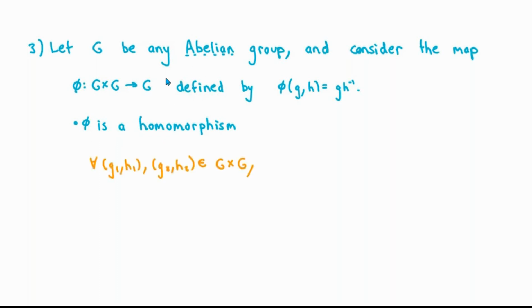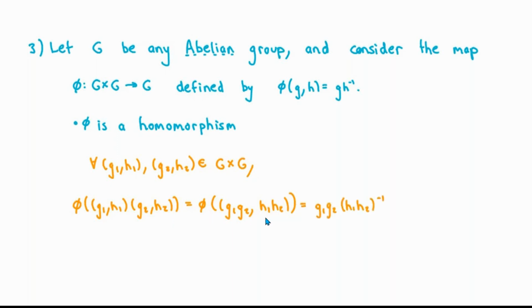So pick two elements of the direct product, call them (g1, h1) and (g2, h2), and think about what phi does to the product of these two elements. By the definition of the binary operation in the direct product, this is just phi of (g1g2, h1h2). And by the definition of the map phi, this is g1g2 times (h1h2) inverse. Now (h1h2) inverse is h2 inverse h1 inverse, and even though I know I'm working in an abelian group here, I still like to be careful when I write this down.